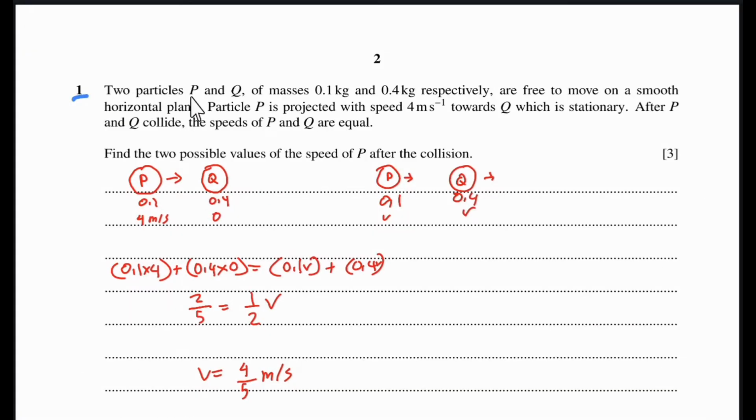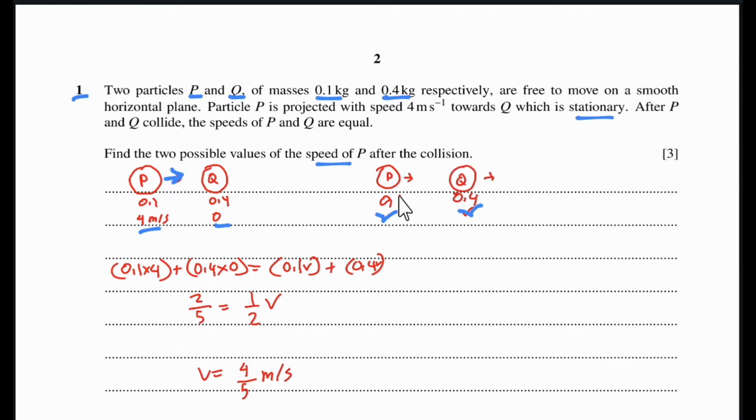1. Two particles P and Q of mass 0.1 kg and 0.4 kg respectively are free to move on a smooth horizontal plane. P is projected with a speed of 4 meters per second towards Q, and Q is stationary, that means at rest. After P and Q collide, the speeds of P and Q are equal. The speed is not given, so we can assume it as V, that is, both speeds are V. Find the two possible values of the speed of P after collision.